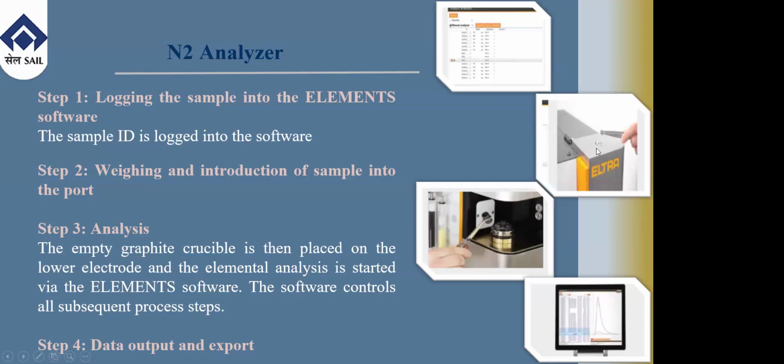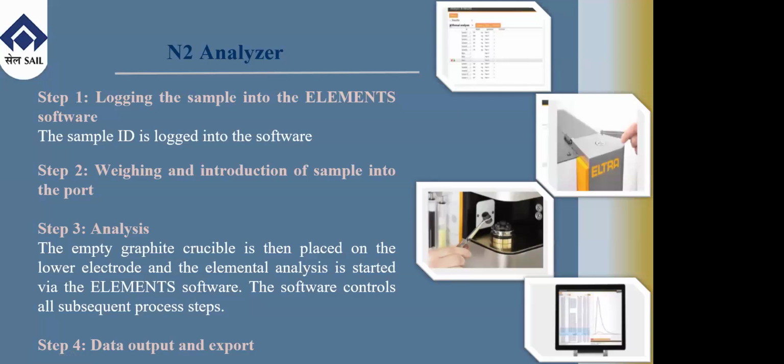Helium gas is used as a carrier gas, which will flush the sample, so any outside gases are removed. After that, the graphite crucible is placed on the electrode, and again we flush it using helium, so that any outside moisture is removed.